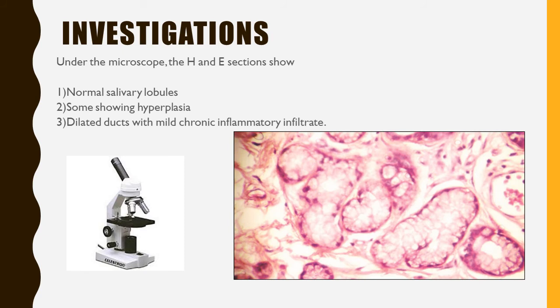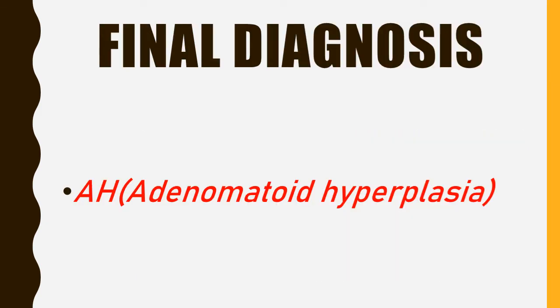Under the microscope, there were normal salivary lobules, some showing hyperplasia, and dilated ducts with mild chronic inflammatory infiltrates. Based on the above features, a final diagnosis of adenomatoid hyperplasia of the palate was arrived at.